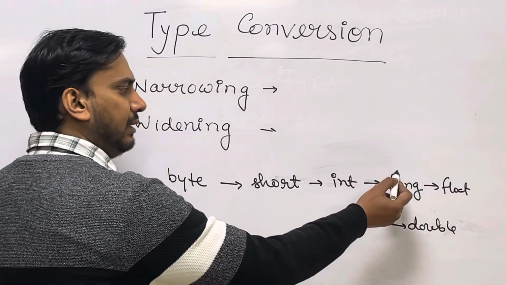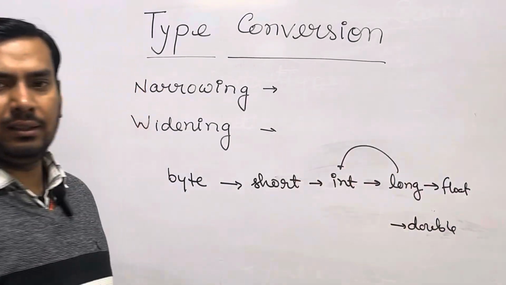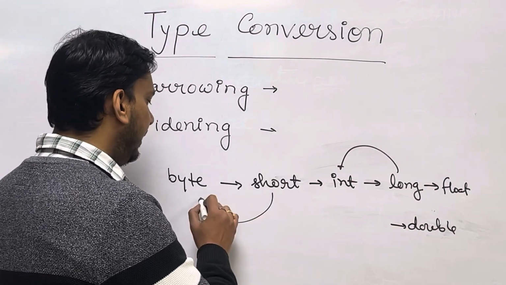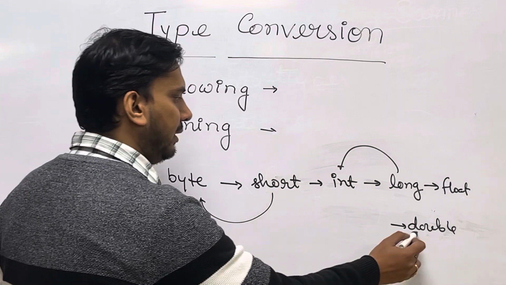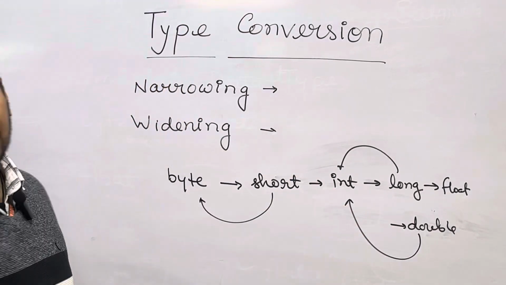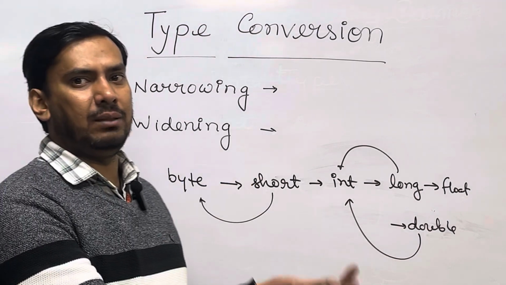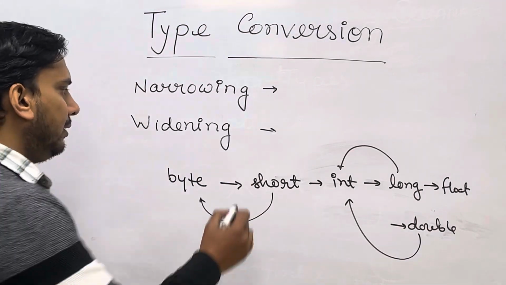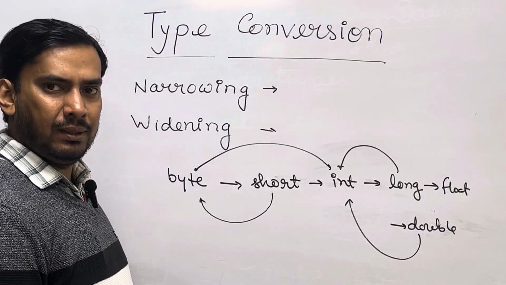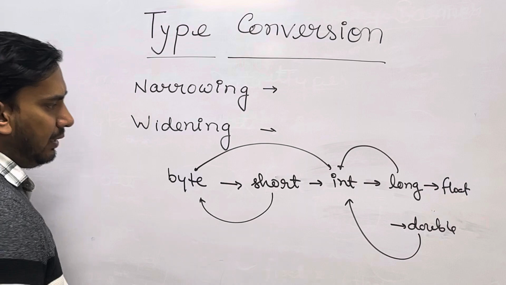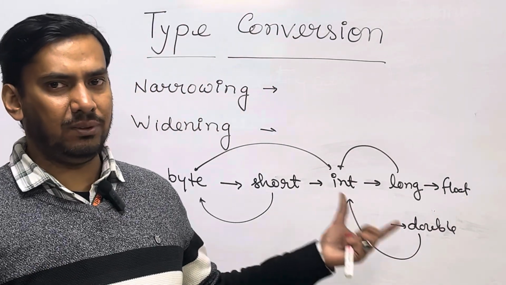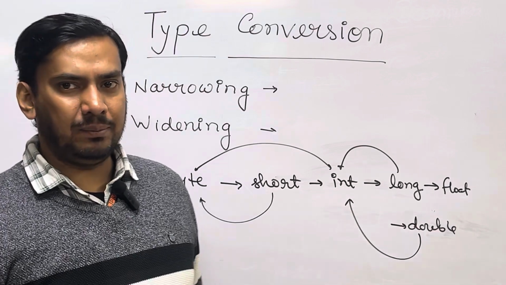Means if you are assigning the long to int, that is narrowing. If you are assigning from short to byte, it is narrowing. If you are assigning from double to int, that is narrowing. So backward assignment is narrowing, forward assignment is widening. If you are assigning byte value to int, widening, right? So this is the type conversion among the numeric types, which includes the floating point and integer type.